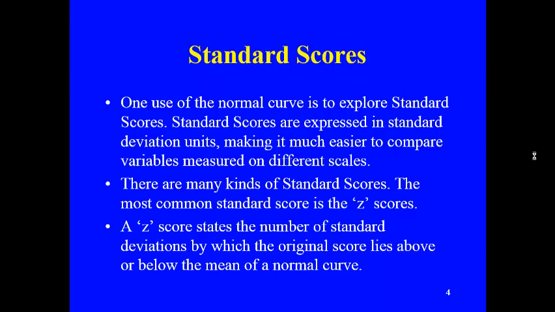Now, standard scores. One use of the normal curve is to explore standard scores. Standard scores are expressed in standard deviation units, making it much easier to compare variables measured in different scales. There are many kinds of standard scores. The most common standard score is the z-score, which is the z value. A z-score states the number of standard deviations by which the original score lies above or below the mean of a normal curve.